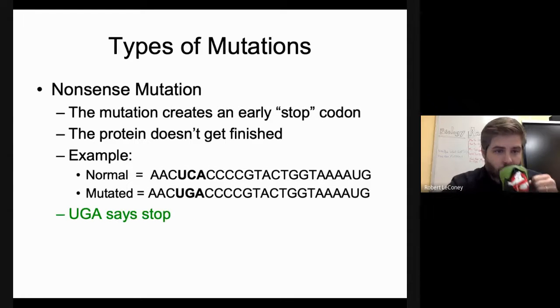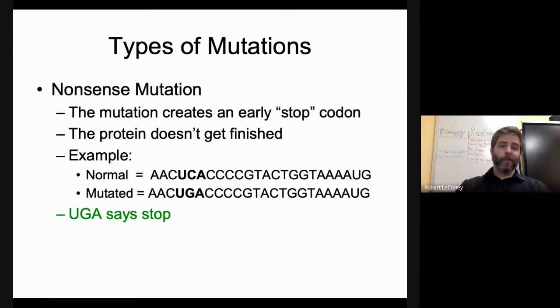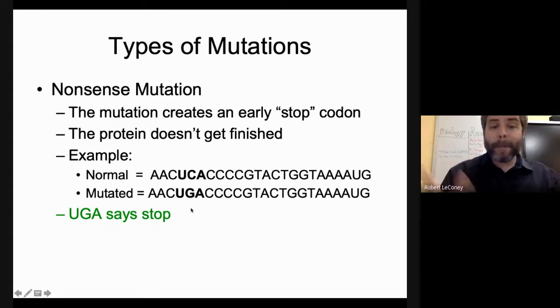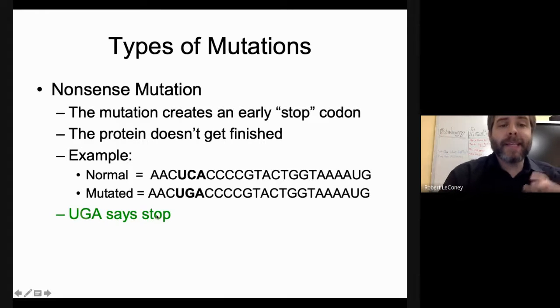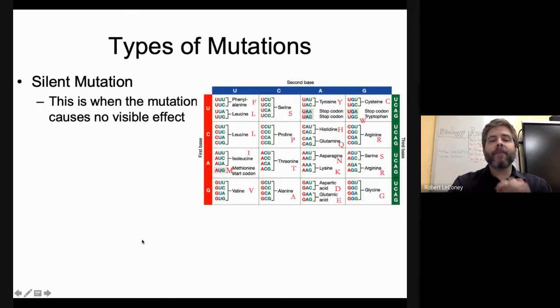Nonsense mutation. Like I said earlier, it's when you accidentally get a stop codon too soon. UCA, I don't even remember what it asked for. It asked for some amino acid. But instead you get UGA, which is a stop codon. So now you get one amino acid and then you stop. That's your entire protein, one amino acid. That's nothing. So you stop too soon. That's nonsense. Non as in no. Stop working, don't work.